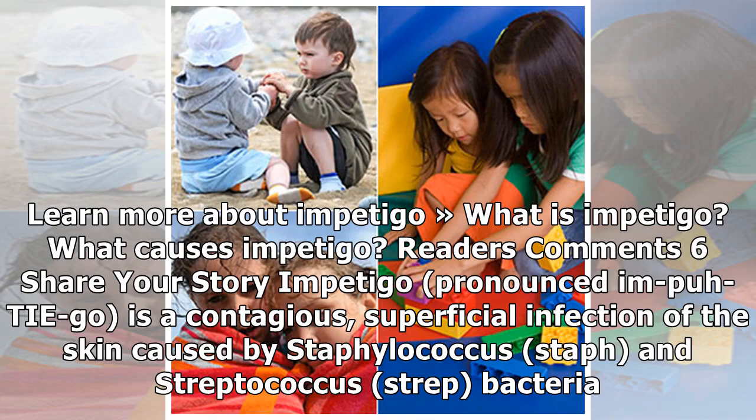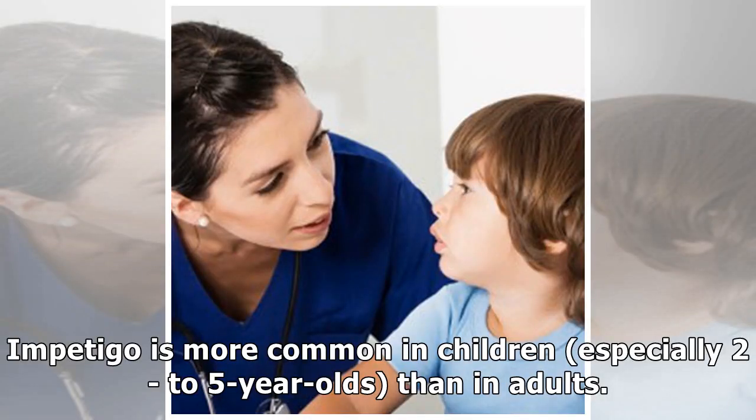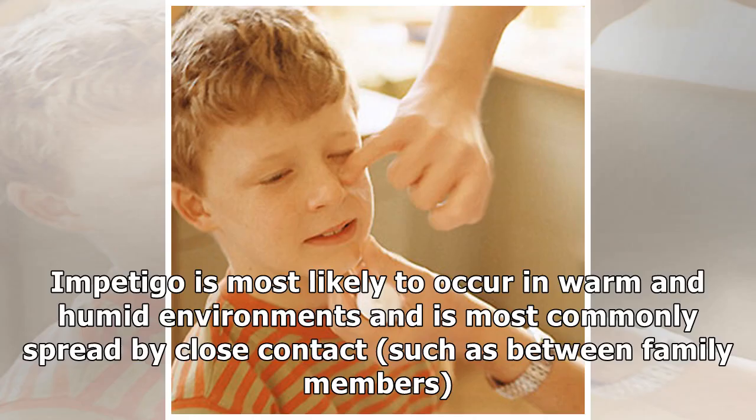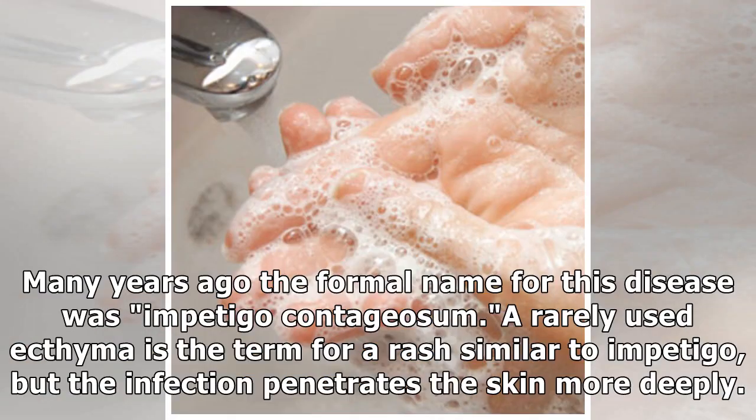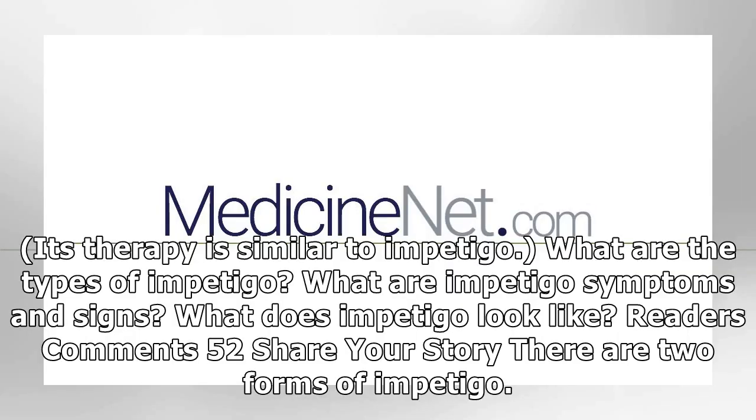Impetigo is a contagious, superficial infection of the skin caused by Staphylococcus (staph) and Streptococcus (strep) bacteria. Impetigo is more common in children, especially 2 to 5-year-olds, than in adults. Impetigo is most likely to occur in warm and humid environments and is most commonly spread by close contact, such as between family members. Many years ago the formal name for this disease was impetigo contagiosum. A rarely used term, ecthyma, is for a rash similar to impetigo, but the infection penetrates the skin more deeply. Its therapy is similar to impetigo.